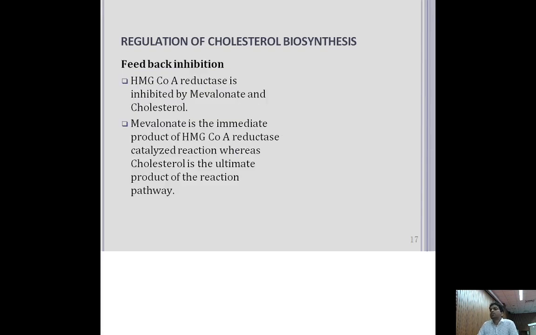Second is feedback inhibition. So the HMG coenzyme A reductase forms what? Mevalonate from the HMG coenzyme A, and ultimately it leads to formation of cholesterol. So cholesterol and mevalonate all are ultimately products of what? The activity of HMG coenzyme A reductase. So these products, mevalonate and cholesterol, inhibit the activity of HMG coenzyme A reductase by feedback inhibition. More and more product has formed, so the activity of the enzyme is not required anymore, right? So that's why it inhibits the activity of HMG coenzyme A reductase.